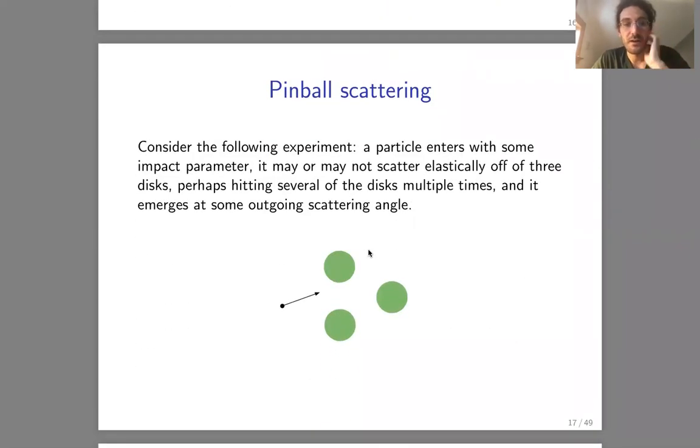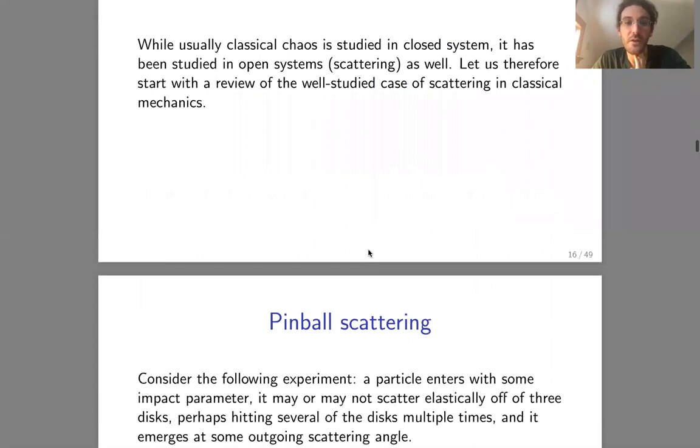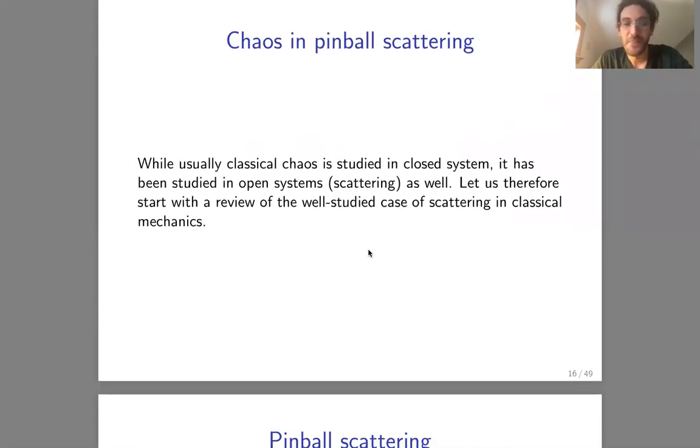So open system means you are talking about open quantum systems? No, I don't mean that. I mean the phase space is not finite. Oh, okay. Just open, like scattering. Open. It comes in and leaves.